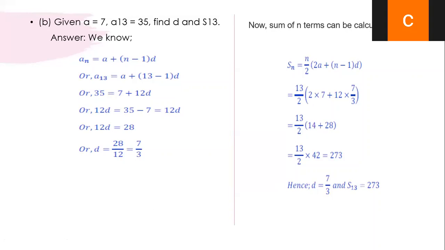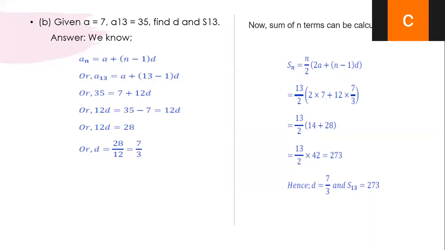Third question. A12 is equal to 37, D is equal to 3. Find A and S12. A12 means the N value they gave is 12, the AN value they gave is 37, the D value they gave is 3. Find out A and S12.